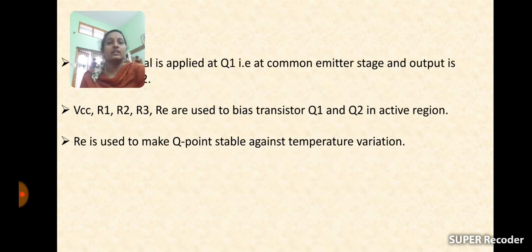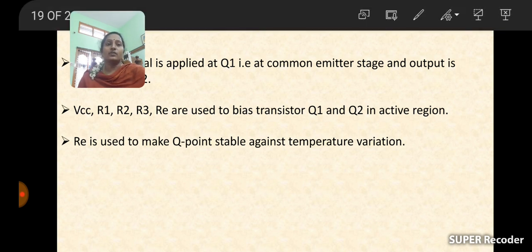And see here, the three resistors R1, R2, R3 are used for biasing transistors Q1 and Q3. Already I explained you many times. Biasing means what? Providing the emitter-base junction in forward bias condition and the collector-base junction in reverse bias condition. Then the transistors operate in the active region.